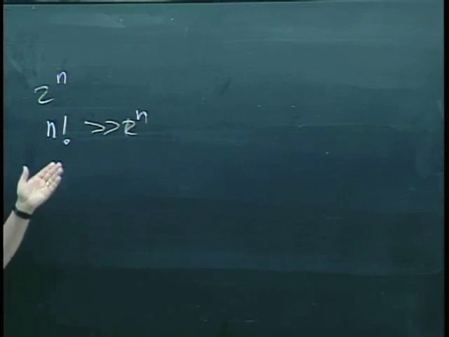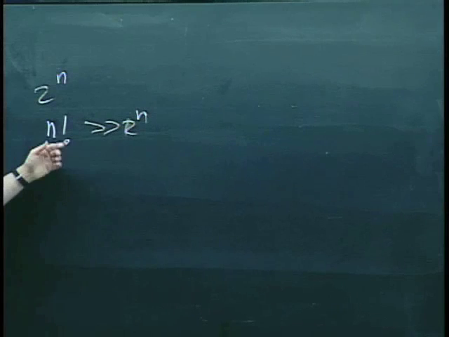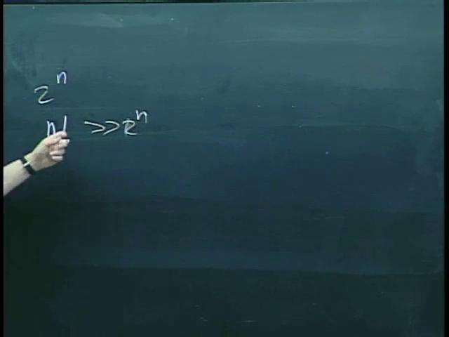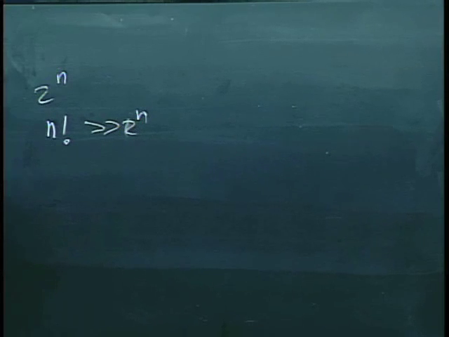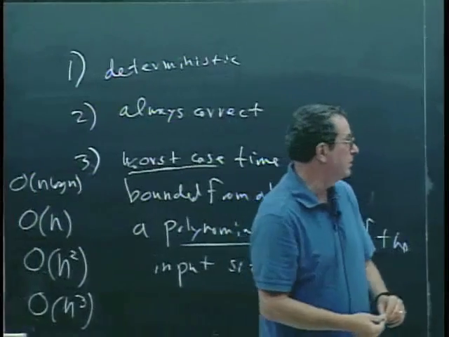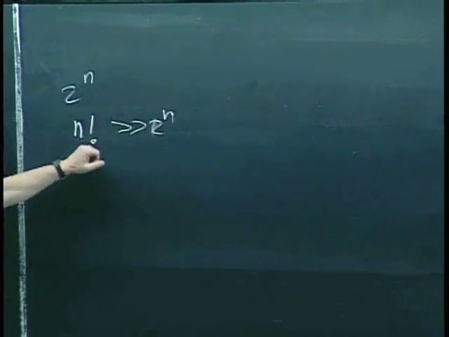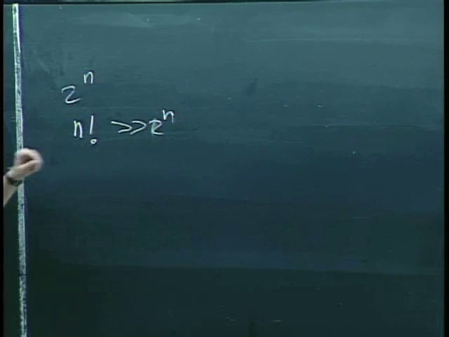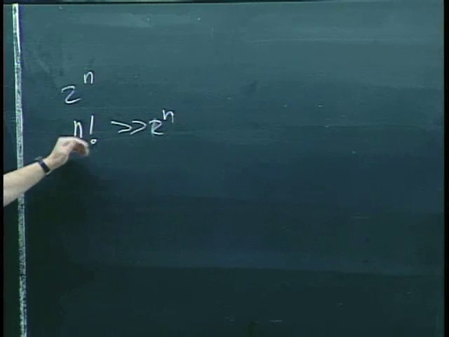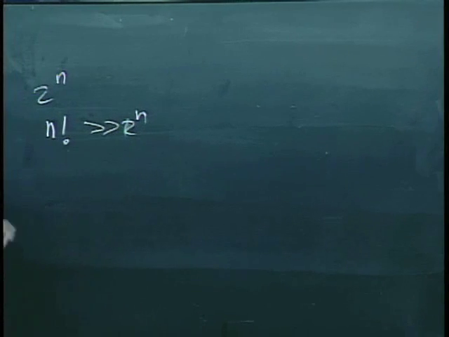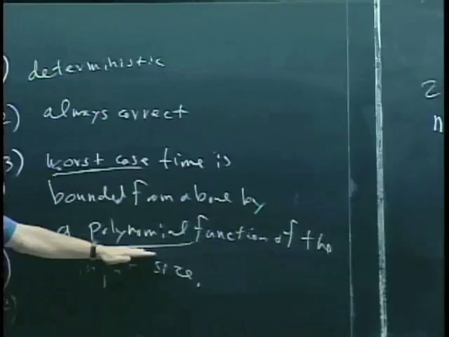It's sort of an odd-looking function. But anyway, it's not bounded by any polynomial function. Its running time is not bounded in the big O sense by any polynomial function. So hopefully everybody now knows what I mean when I say that the worst case time is bounded by a polynomial function.